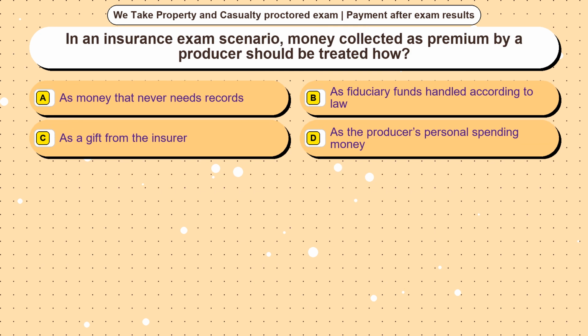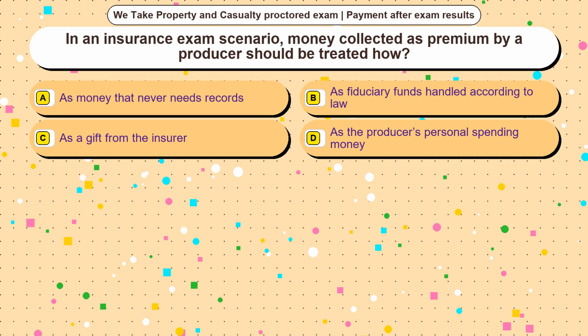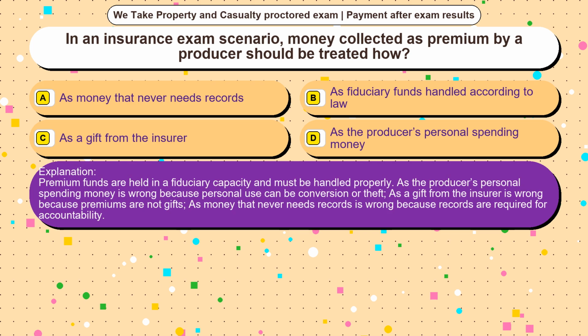Question 23. In an insurance exam scenario, money collected as premium by a producer should be treated how? Option A, as money that never needs records. Option B, as fiduciary funds handled according to law. Option C, as a gift from the insurer. Option D, as the producer's personal spending money. The correct answer is option B. Premium funds are held in a fiduciary capacity and must be handled properly. As the producer's personal spending money is wrong because personal use can be conversion or theft. As a gift from the insurer is wrong because premiums are not gifts. As money that never needs records is wrong because records are required for accountability.